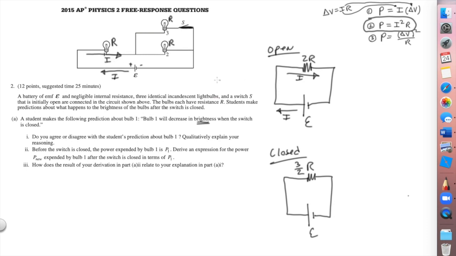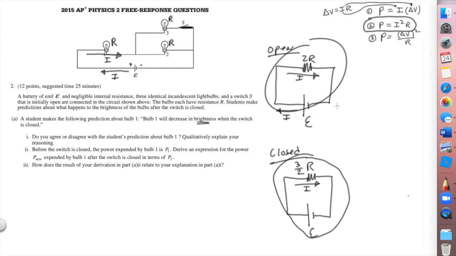So the current in bulb number 1 is the current out of the battery in both situations, open switch and closed switch. However, because this circuit has a smaller resistance, 3/2 R versus 2R, the current when the switch is closed will be greater than when the switch is open.